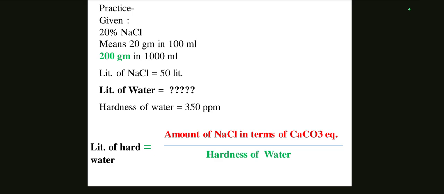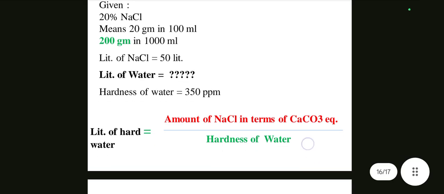So rearrange that formula. Liters of hard water is equal to the amount of NaCl in terms of CaCO3 equivalent, that answer you will get in the second formula, divided by hardness of water, that is 350. So once you put the value of 350, you will get the value of liters of hard water.